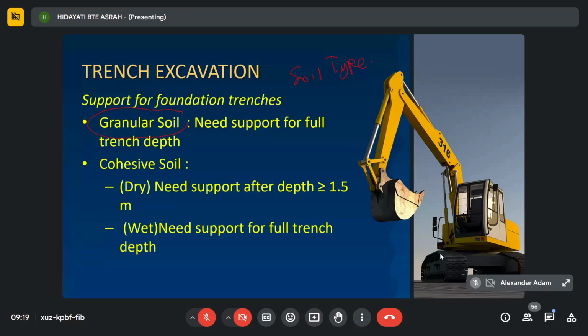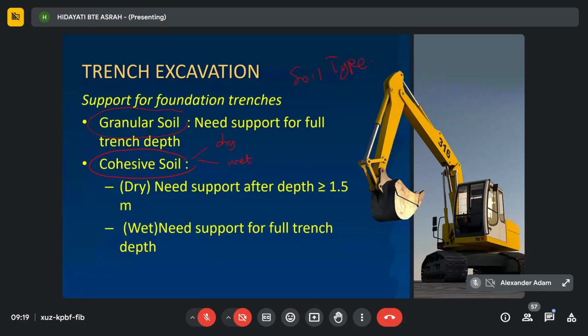How about cohesive soil? Cohesive soil means that the soil particles bind to each other, they're cohesive, melekat. For cohesive soil, it depends on whether it is dry or wet. For dry cohesive soil, usually it needs support at a depth of more than or equal to 1.5. So less than 1.5 meter, usually you will not provide support. This is for cohesive dry soil.